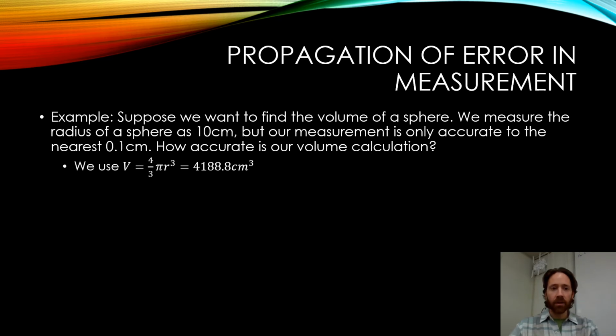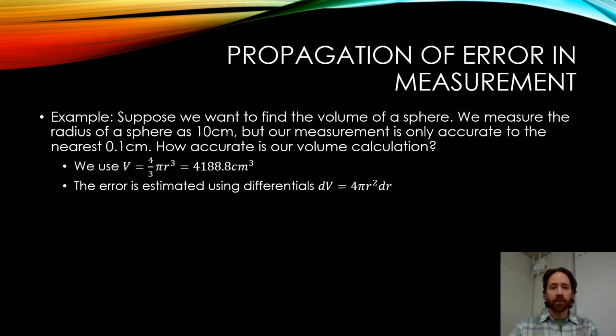So let's write down volume as a function of radius. Volume is 4/3 pi r cubed. We know that. And if you plug in 10 for r, we can get a value for the volume, 4,188.8 cubic centimeters. So how accurate is this?